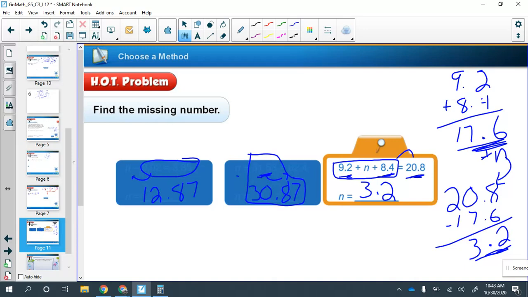All right, so those are just some tips and strategies that we can use when working with decimals to try to make our math a little bit easier and take up a little bit less time. Give these tricks a try.